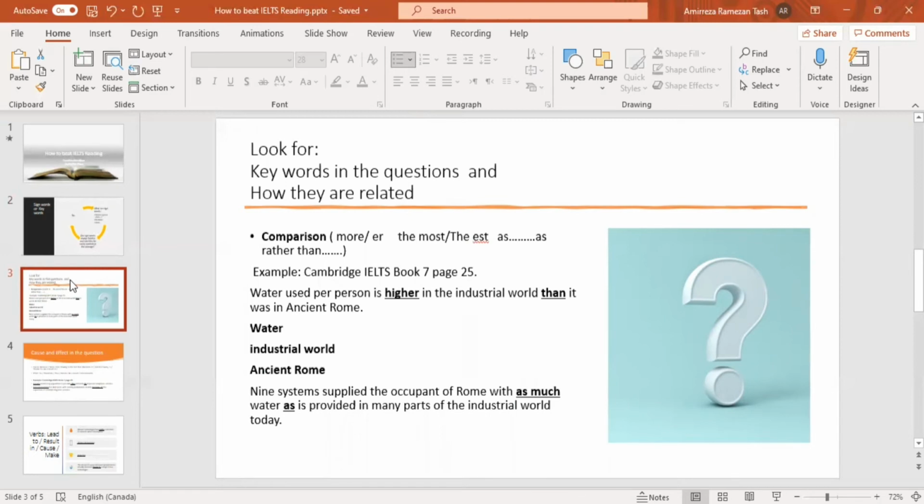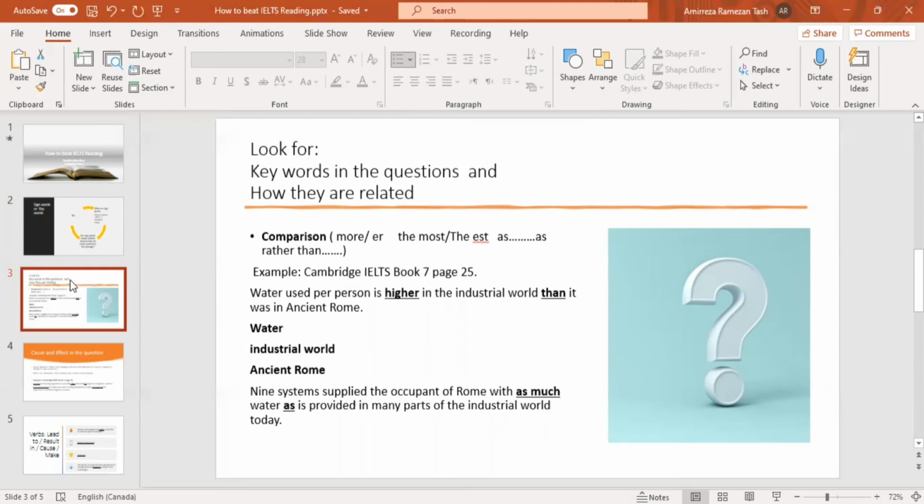One of these connections and relationships can be comparison, how the words are used to show a comparison. As all of you know, when we say comparison, we can use comparative adjectives, superlative adjectives. We can use structures such as much, plus a noun, as, stuff like that, or we can use rather than and the other things.